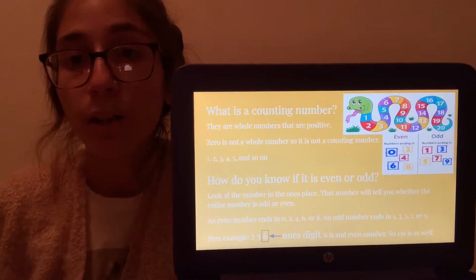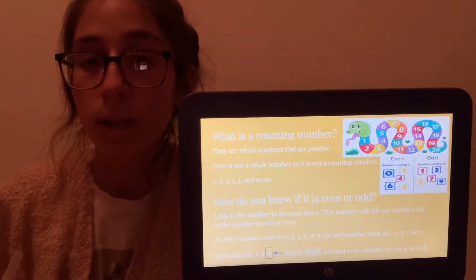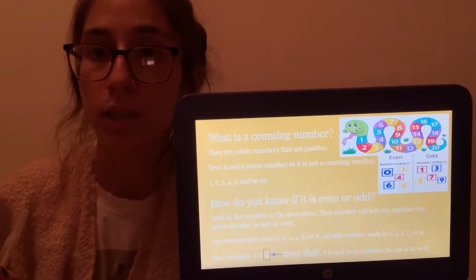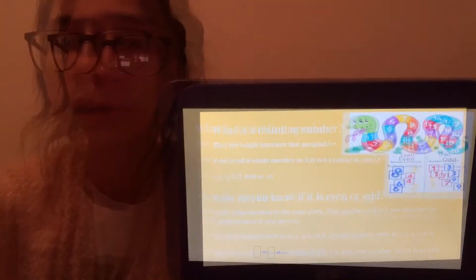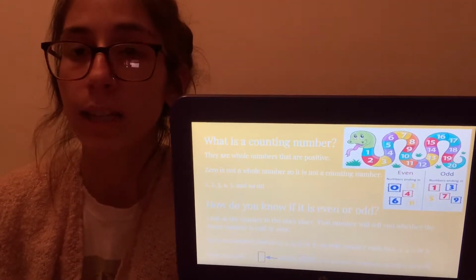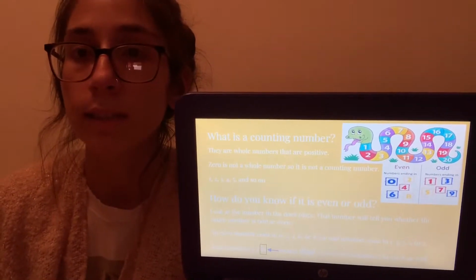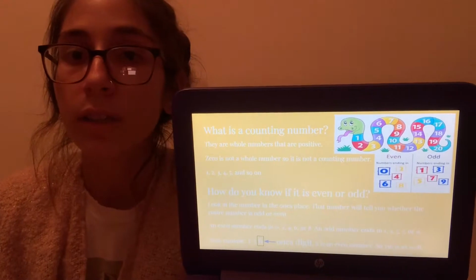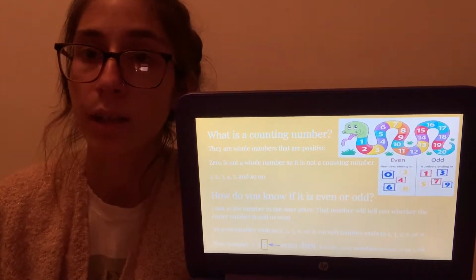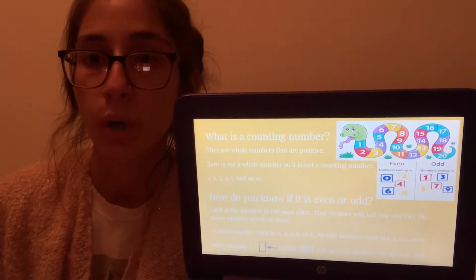First off, how can you even tell if a number is even or odd? All you have to do is look in the ones digit place. To tell if a number is even, it ends in 0, 2, 4, 6, or 8. To tell if a number is odd, it ends in 1, 3, 5, 7, or 9.